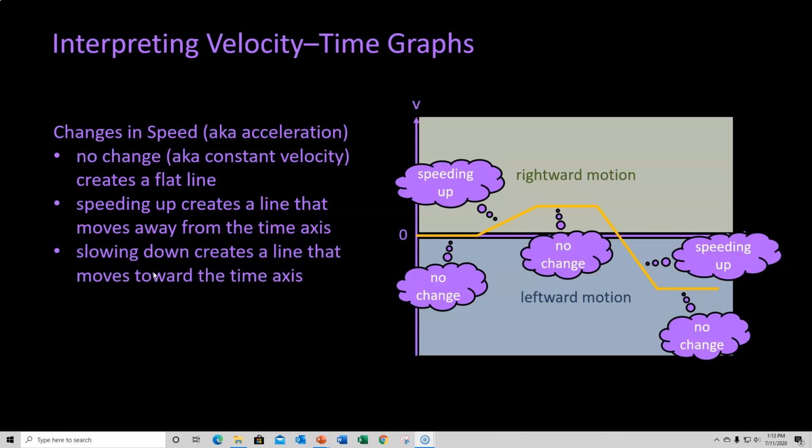Finally, an object slowing down creates a line that moves towards the time axis. So right here is the one section when the object is slowing down because it's moving at a constant velocity in the rightward direction. Now it's slowing down, it comes to a stop, it changes direction and speeds up in the leftward direction. This ends our lesson on creating and interpreting velocity time graphs.